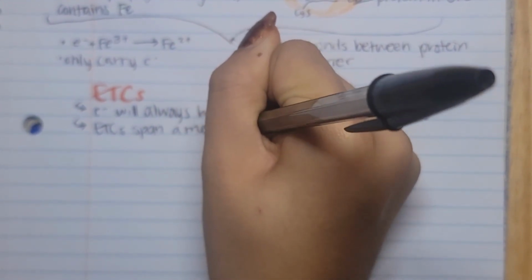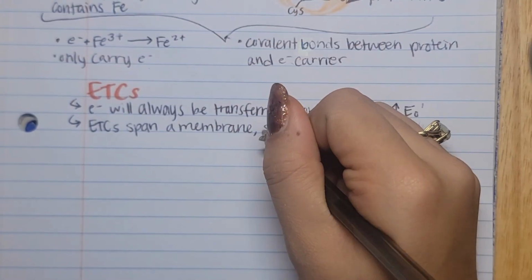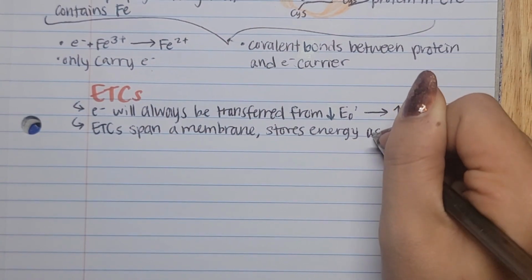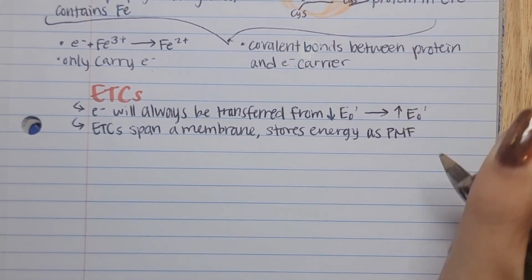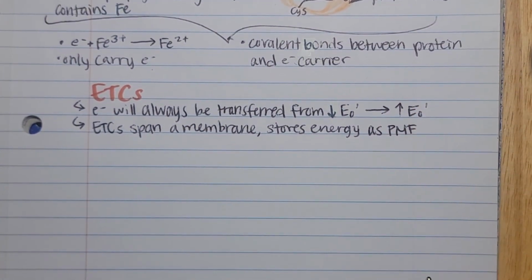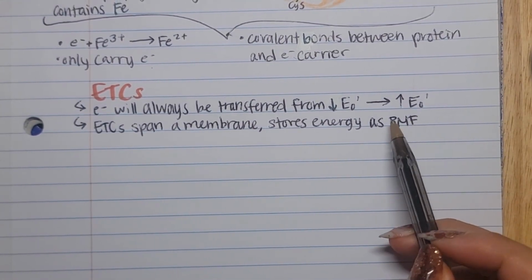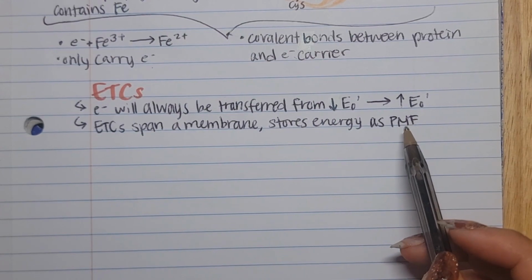Because if you think about your cytoplasmic membrane, you're storing energy as your proton gradient, so your proton motive force, and you can't have a proton gradient if there's no barrier. If it's just out in the open, there's nothing going to keep the protons in.